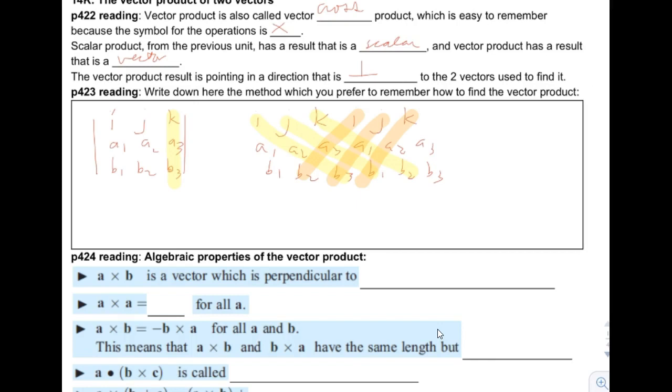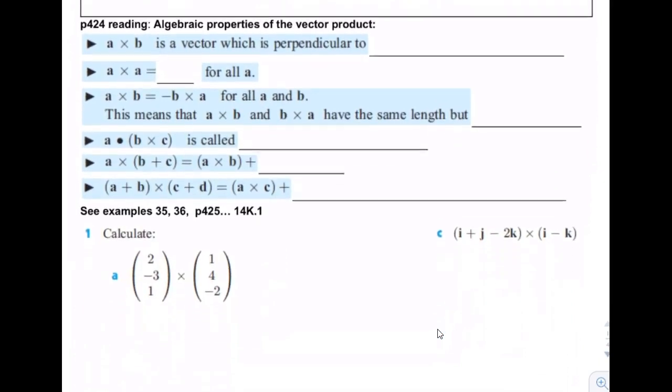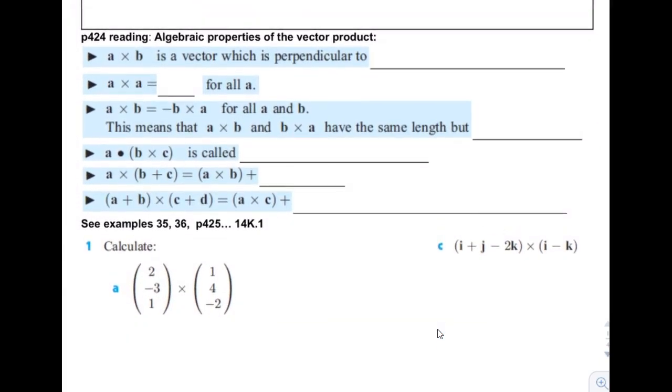Remember that the vector product formula is in the formula sheet, so you don't need to have a method like this, but you're going to do a few problems with vector product, and so probably you're going to figure out what your favorite method is, and you're not just going to use the formula sheet, especially because in physics you're going to use it a lot also.